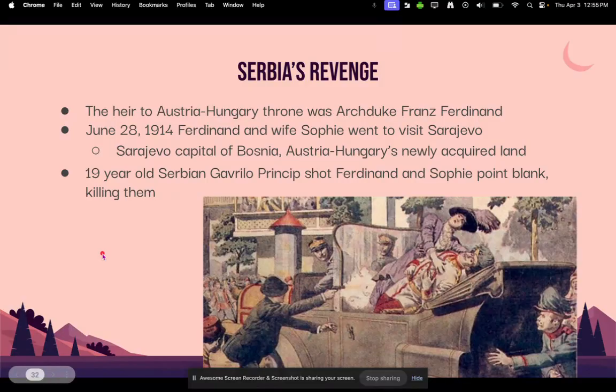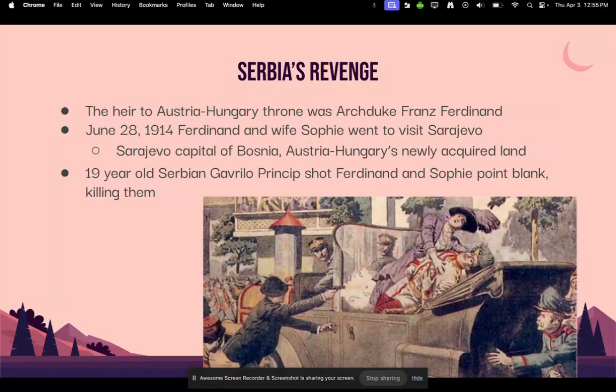So the heir to the Austria-Hungary throne was this dude right here. His name was Archduke Franz Ferdinand. On June 28th, in 1914, Ferdinand and his wife Sophie, which is right here, went to visit Sarajevo.